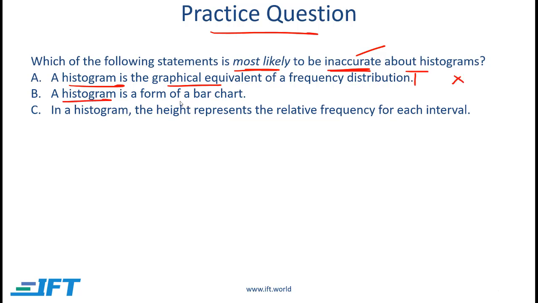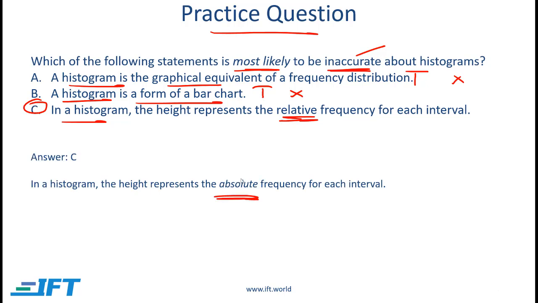A histogram is a form of a bar chart, and we'll see later that this is in fact true. So this is also true and therefore not the correct answer. In a histogram, the height represents the relative frequency of each interval. This is not true because in a histogram, the height represents the absolute frequency of each interval. So this is inaccurate, therefore it is the correct answer. So that point is made over here.